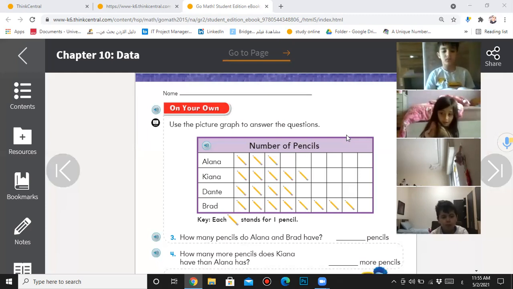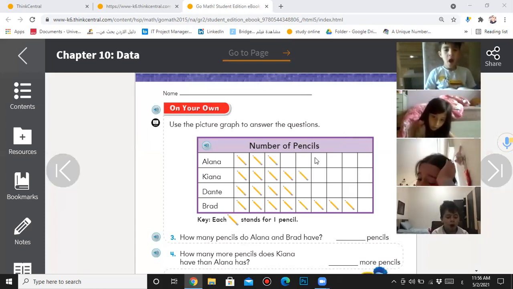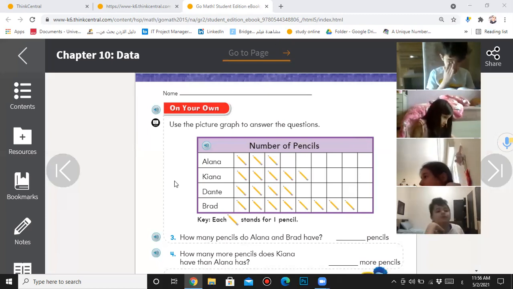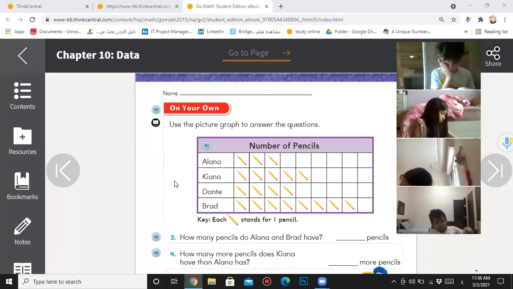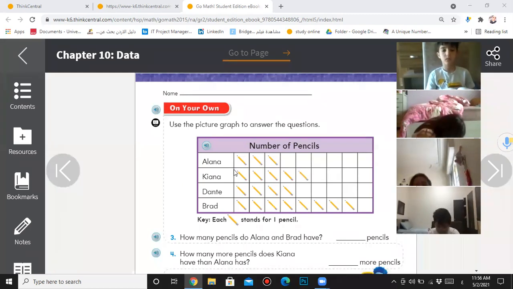3, 4, 5, 6, page 475. We have this picture graph, because it has pictures. Use this picture graph to answer the questions. We have four students: Alana, Kiana, Dent and Brad. They have pencils. Each picture stands for one pencil. So for example, Alana, how many pencils does she have?